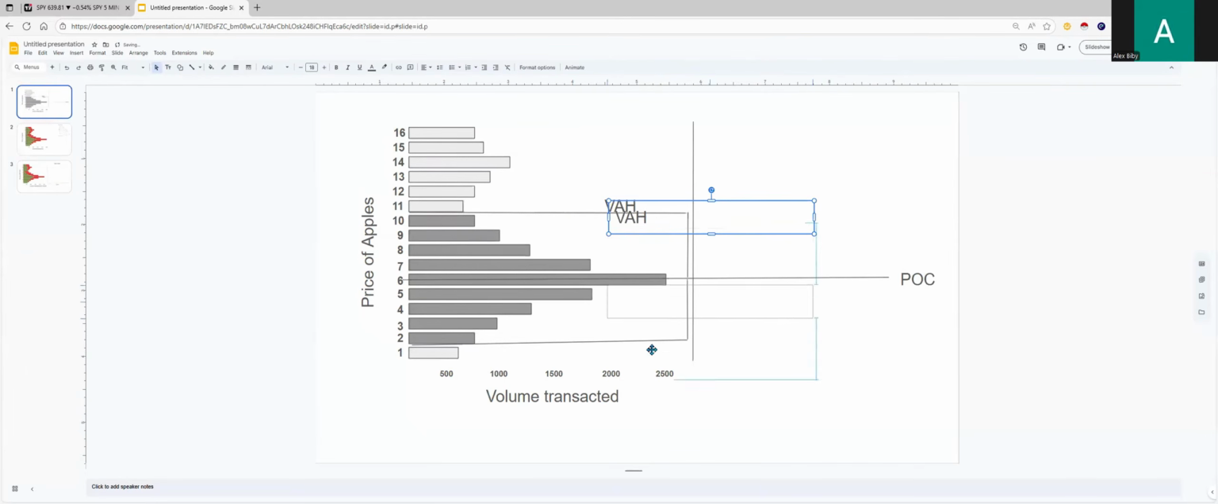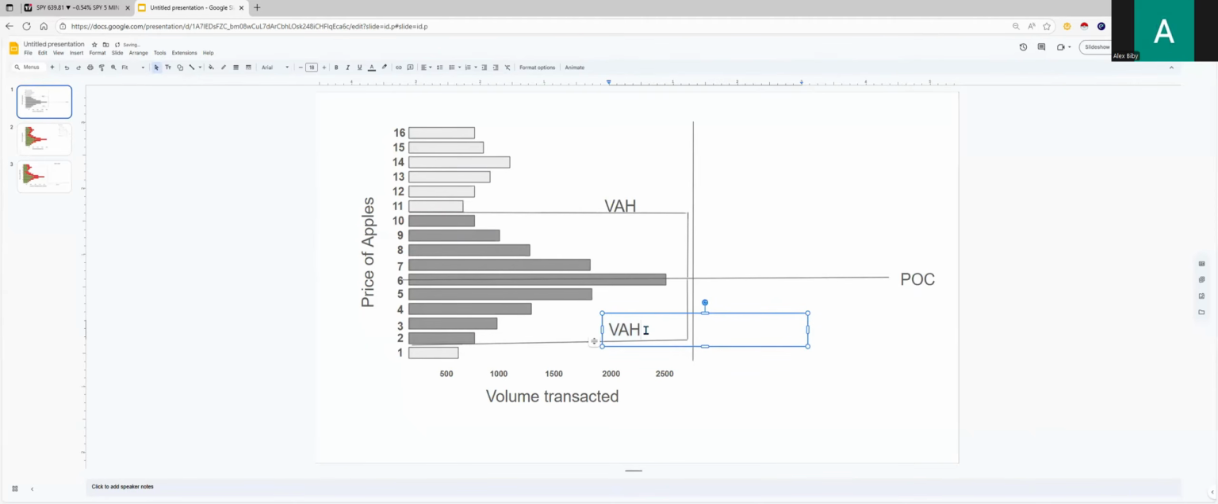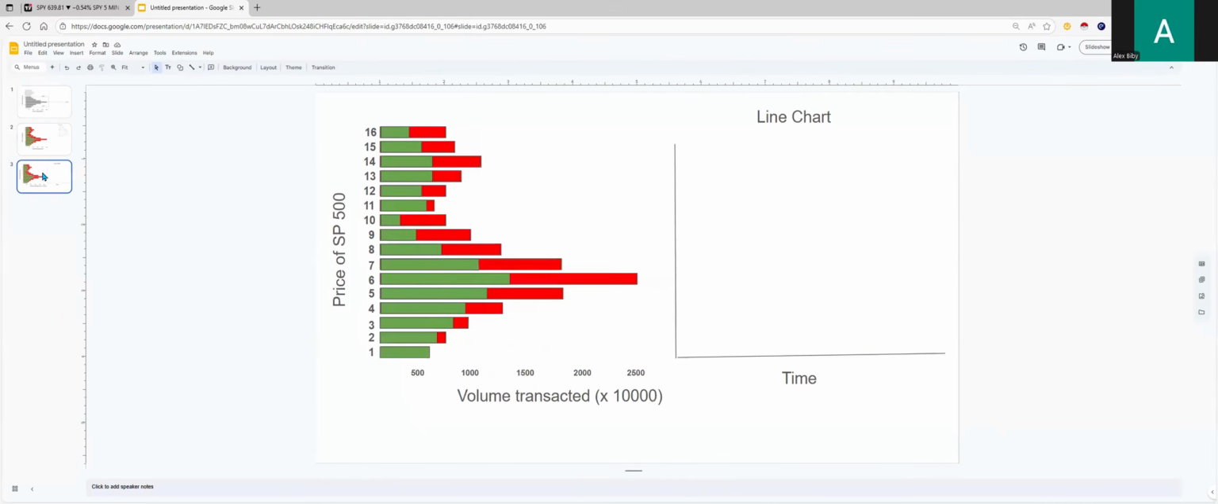And we're going to call this one our value area low, just to give you some vocabulary there. So that's really all you need to know. Point of control, value area high, value area low. Now let's move over to our last and final illustration here.